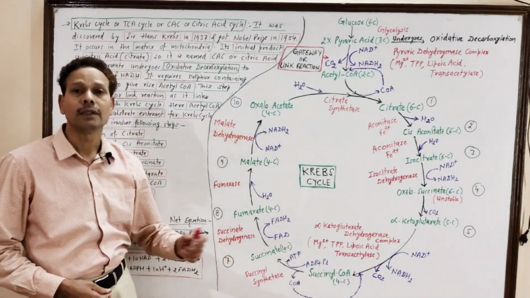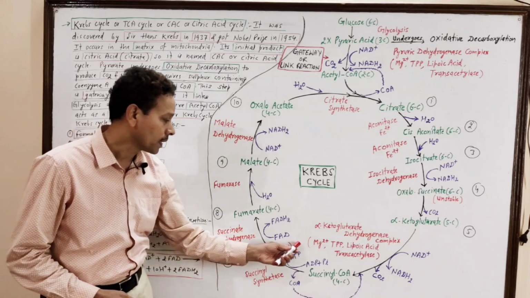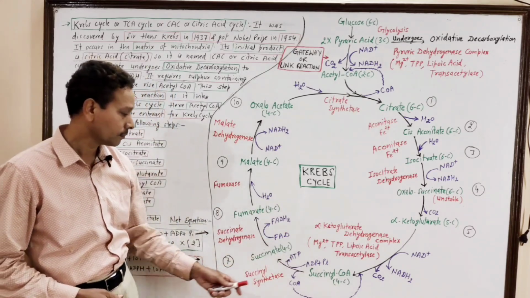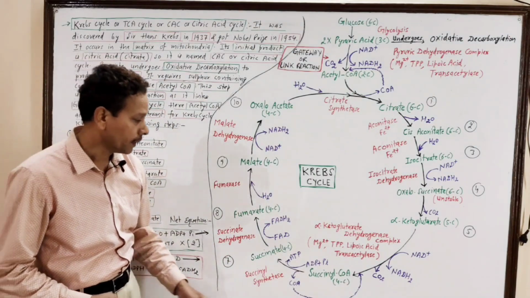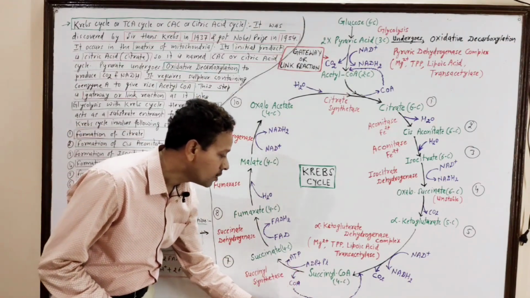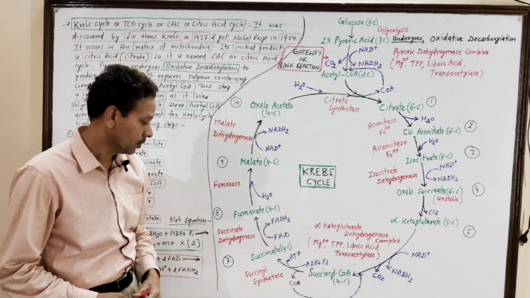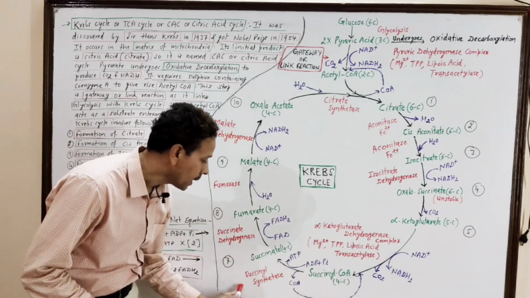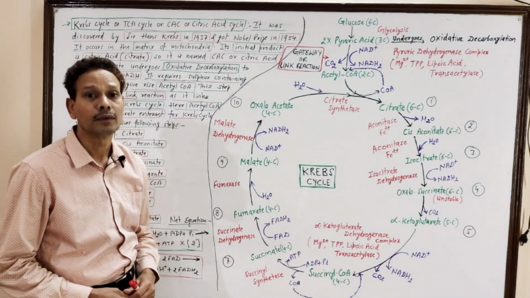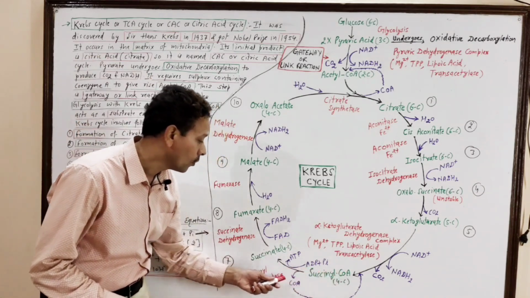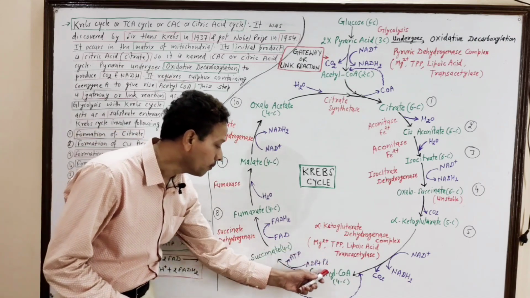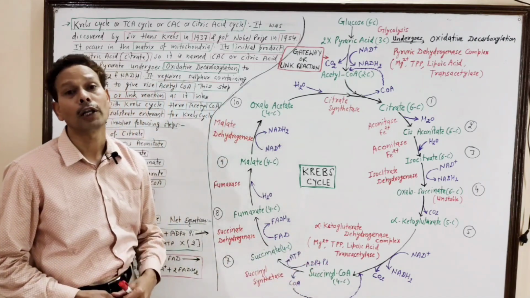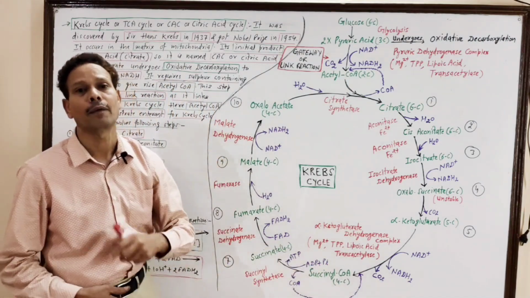Step number 7, formation of succinate. In this step, coenzyme A is removed and the enzyme succinyl synthetase converts this succinyl coenzyme A into succinate, a 4-carbon compound, and it produces one ATP molecule directly at substrate level.